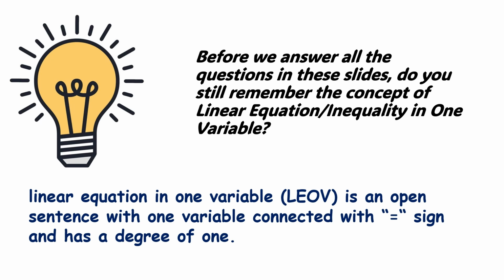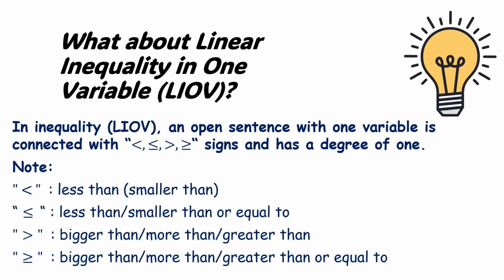Linear equation in one variable is an open sentence with one variable connected with an equal sign and has a degree of 1. So, what about linear inequality in one variable? In inequality, an open sentence with one variable is connected with these signs and has a degree of 1.